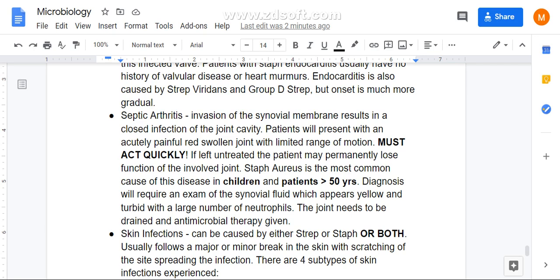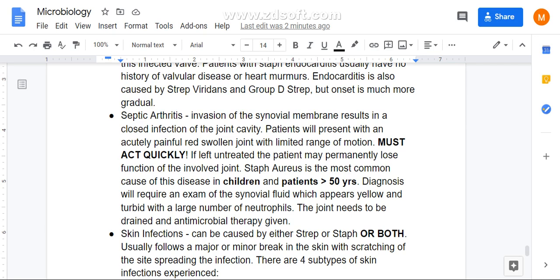Staph aureus is the most common cause of this disease in children and patients older than 50 years of age. Diagnosis will require an examination of the synovial fluid, which will appear yellow and turbid with a large number of neutrophils. The joint needs to be drained and antimicrobial therapy needs to be given. If you don't help them out with the septic arthritis, they might not be able to move that limb again. So you've got to be quick on your feet.